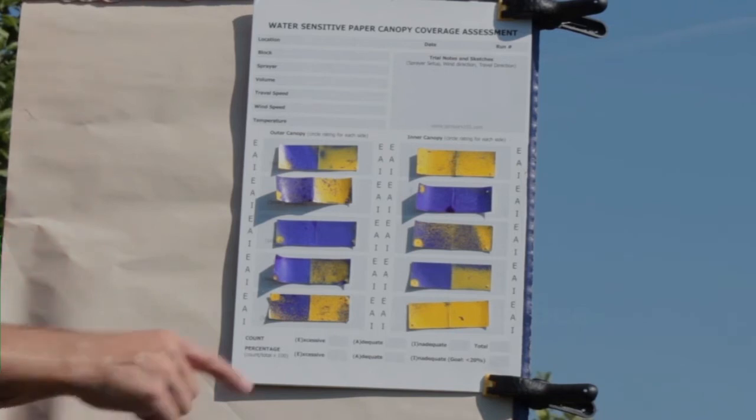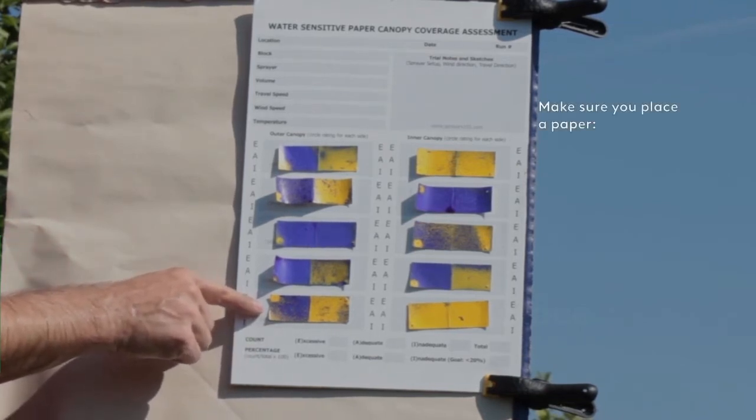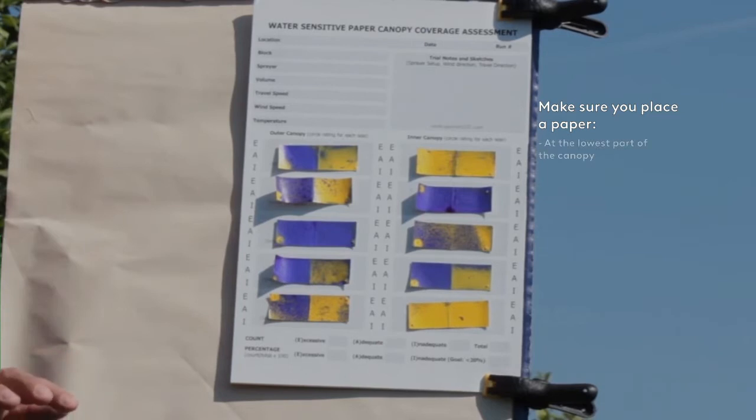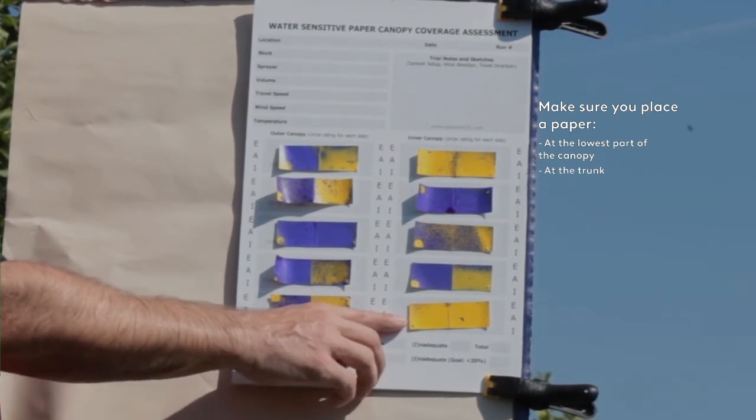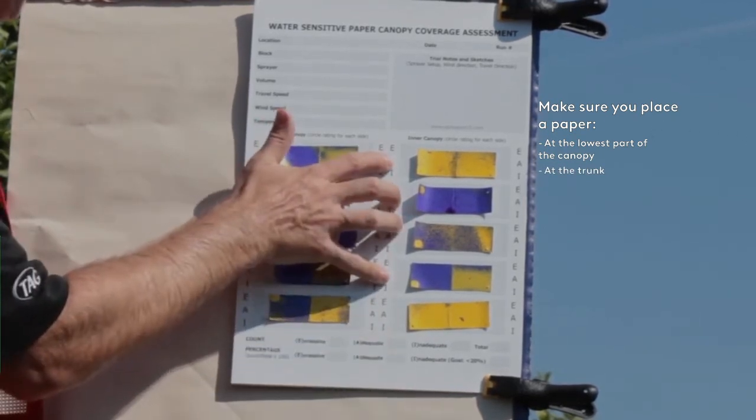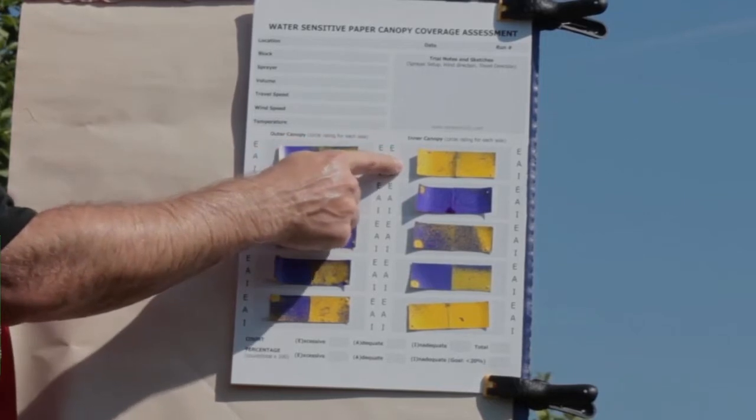But convince yourself. Make sure to hang one of the canopy papers at the lowest point of the canopy. And if fruit is making boughs hang low, acknowledge that. But also put one on the trunk. I'm really glad to see we got nothing here because I wasn't aiming for the trunk. So let's focus on these four. Here's the tippy top of the tree.